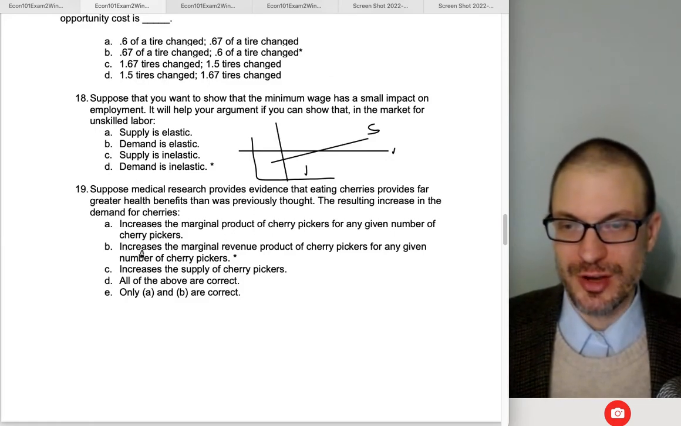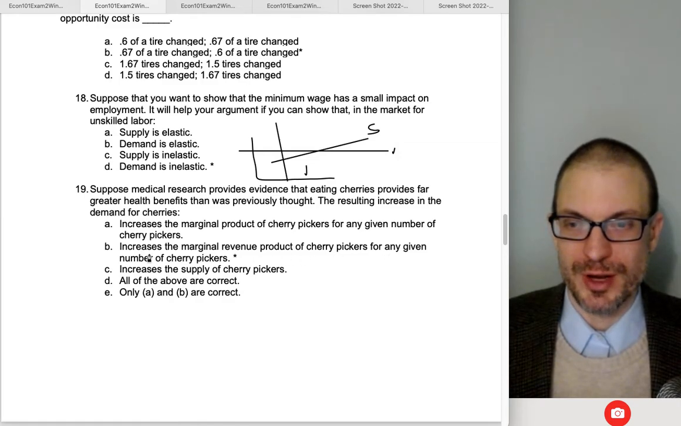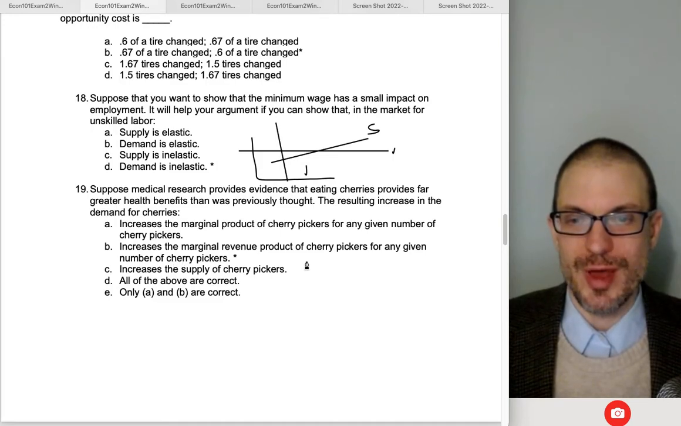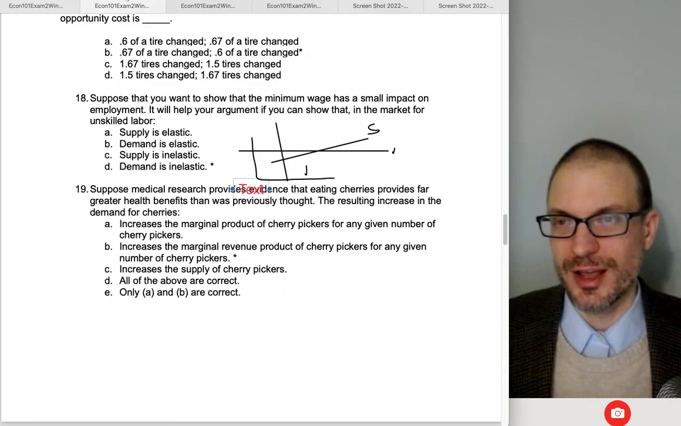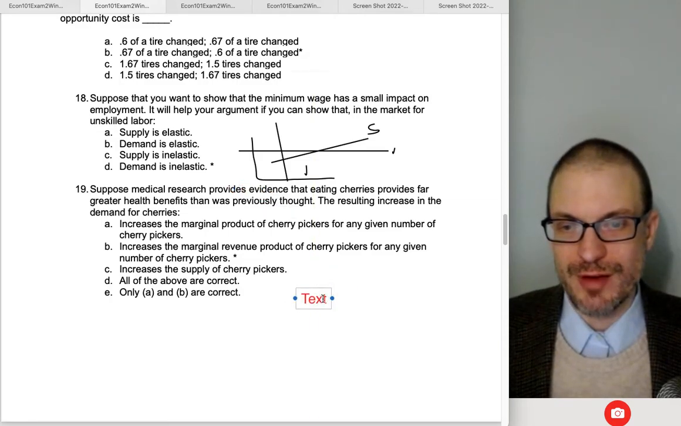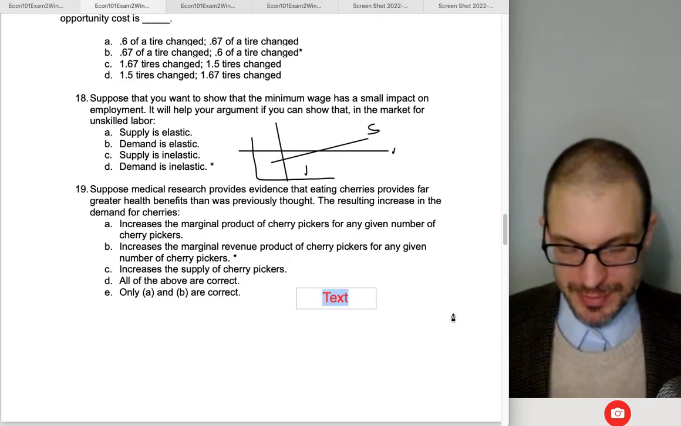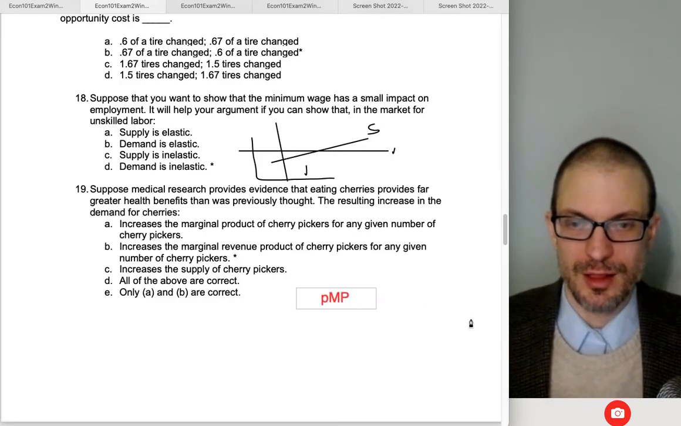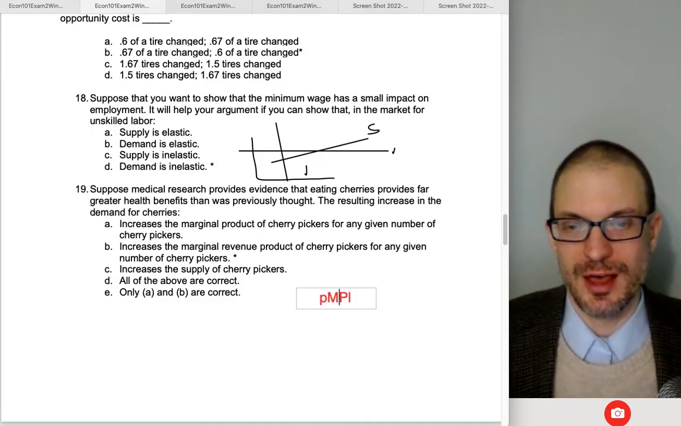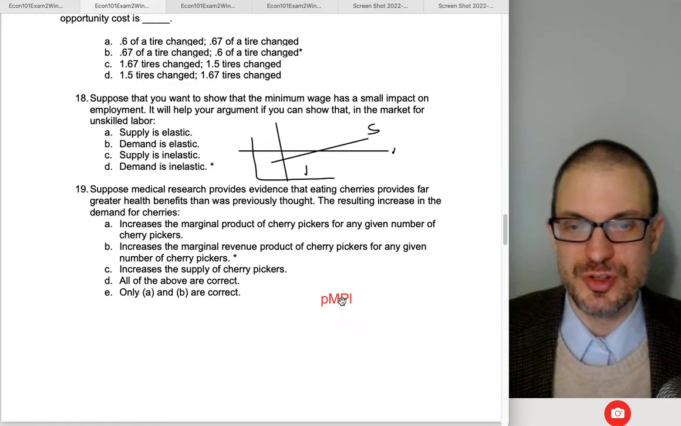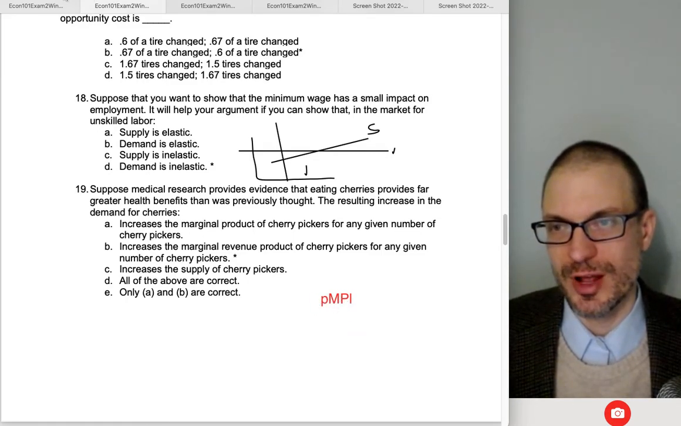Okay, but what about this? Increases the marginal revenue product of cherry pickers for any given number of cherry pickers? Sure, yeah, it can increase the marginal revenue product. Why? Well, remember marginal revenue product. We said marginal revenue product is, remember in class I said P times MPL. I said you're not really responsible for that whole thing, but it's useful to spend some time thinking about it because this is marginal revenue product.